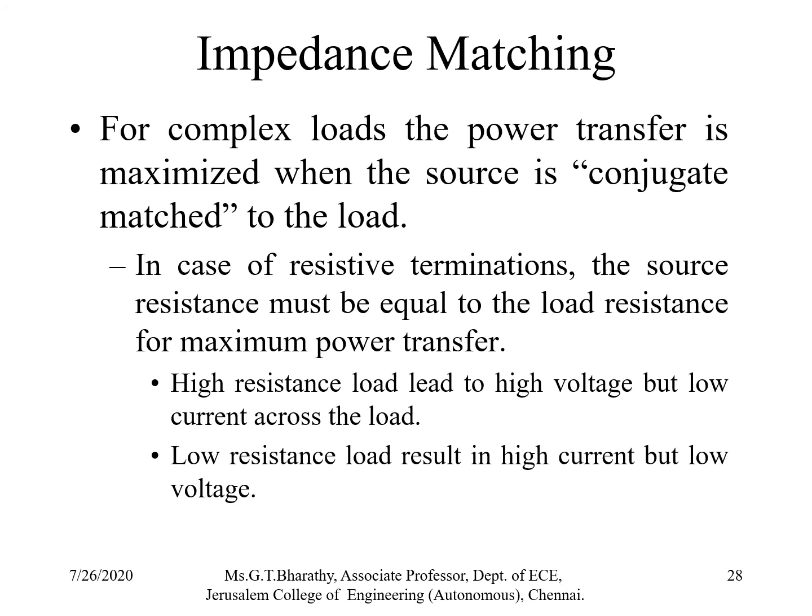If the load is going to be complex, then in such case we will be using conjugate matched loads. In case of resistive terminations, the source resistance must be equal to the load resistance for maximum power transfer. Higher load resistance leads to higher voltage but low current across the load. Lower resistance load results in high current but low voltage. So resistive terminations require RL to be equal to Rs, and complex load requires the conjugate matched load, that is source has to be complex conjugate matched to the load.